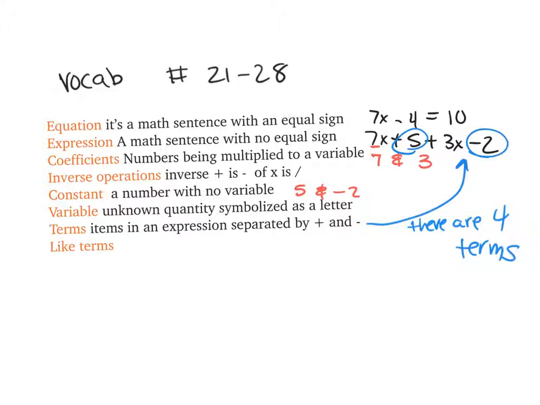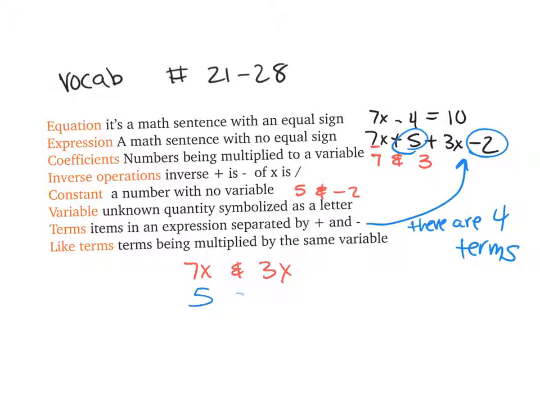And like terms are terms being multiplied by the same variable, and they can be combined. So what are the like terms up there? 7x and 3x. Very good. So 7x and 3x and what else? 5 and negative 2. Very good. Remember, constants are like terms with each other.